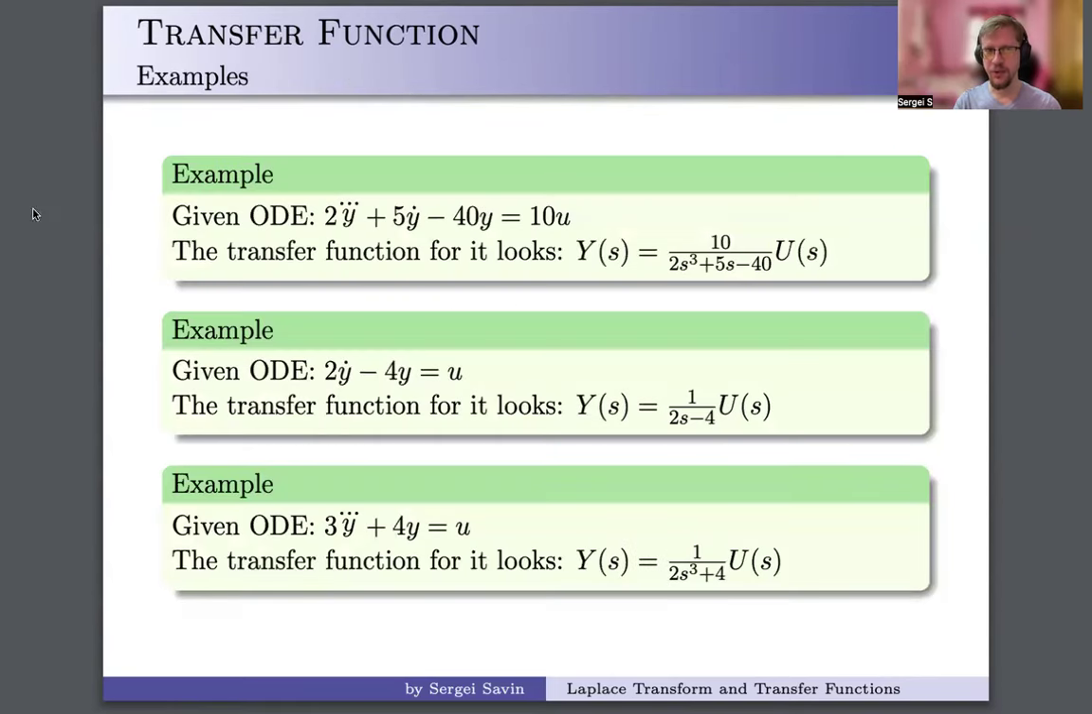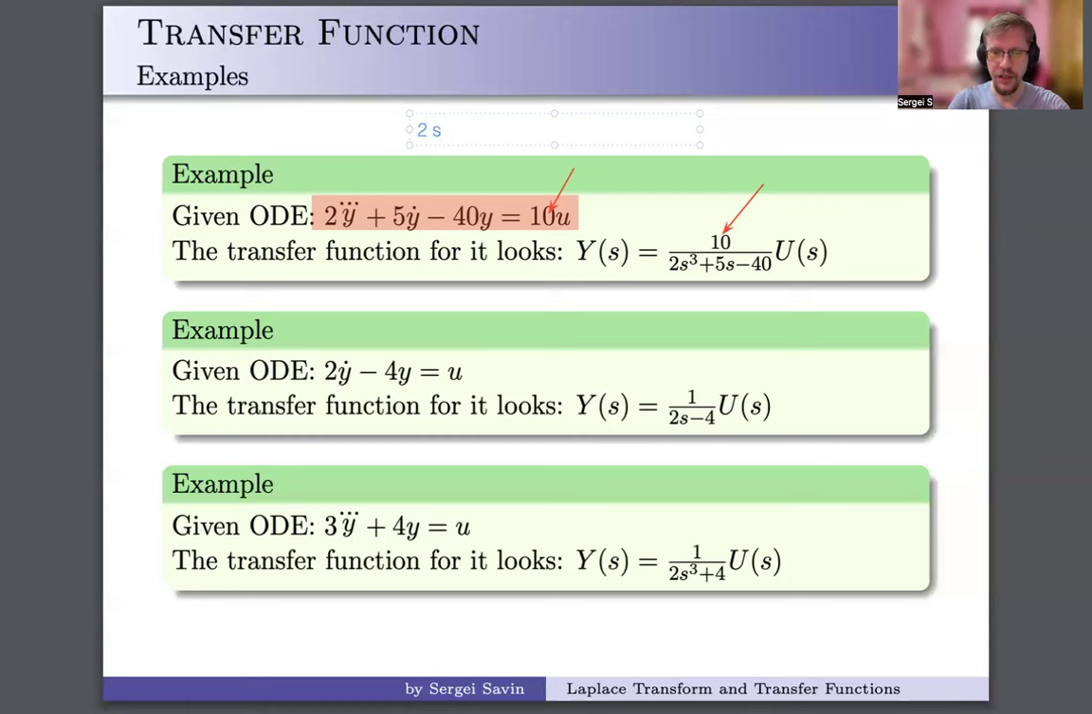Let us consider just a couple of examples of how to do this. So consider an ODE of this type: 2y triple dot plus y plus 5y dot minus 14y equals 10u. So the transfer function for this would look like, 10 goes here. For this one, I will write it out completely.